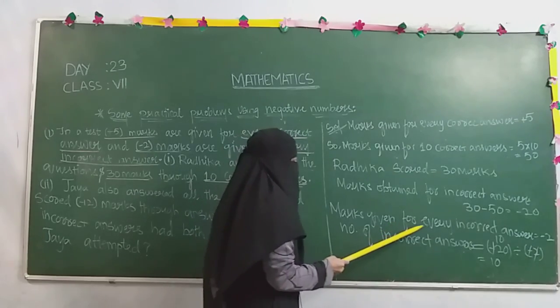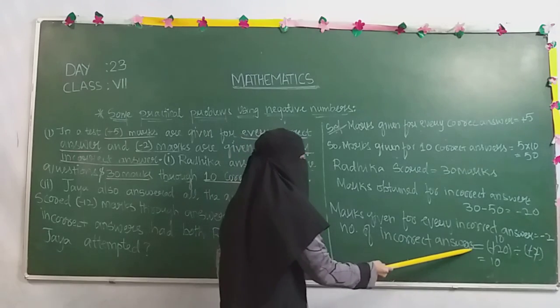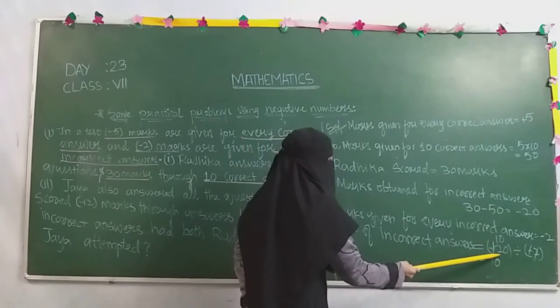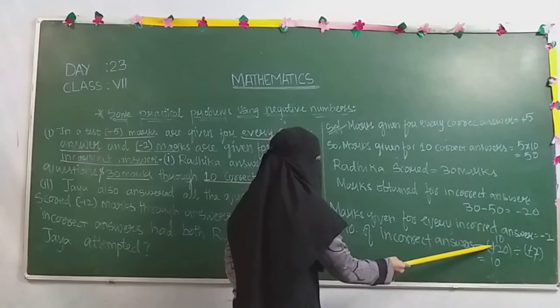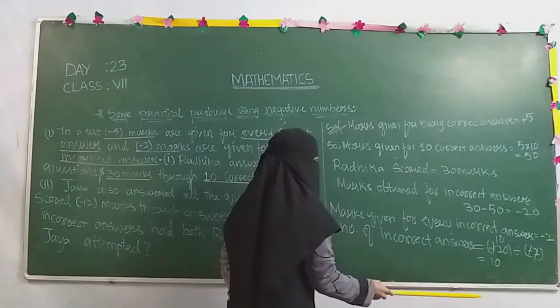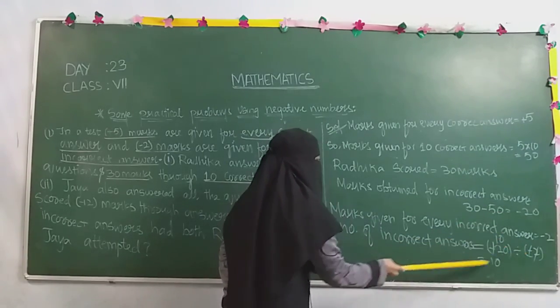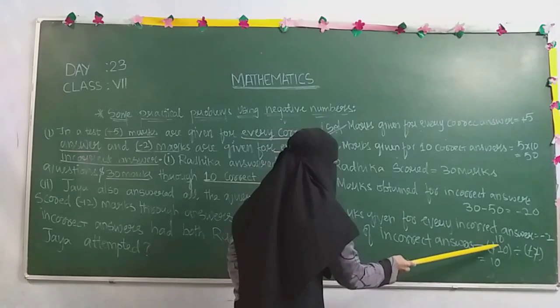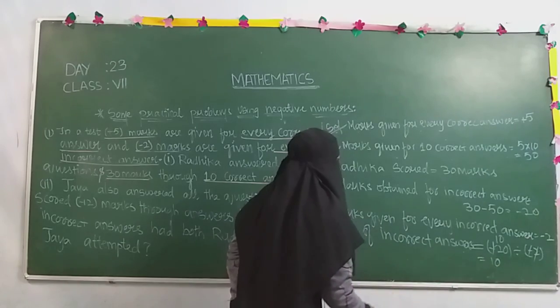Marks given for every incorrect answer is minus 2. So how are we going to find the number of incorrect answers? Total marks for incorrect answers are minus 20, and marks for every incorrect answer is minus 2. So we divide these two. When dividing, the minus signs on both sides get cancelled, and 20 divided by 2 gives us 10.